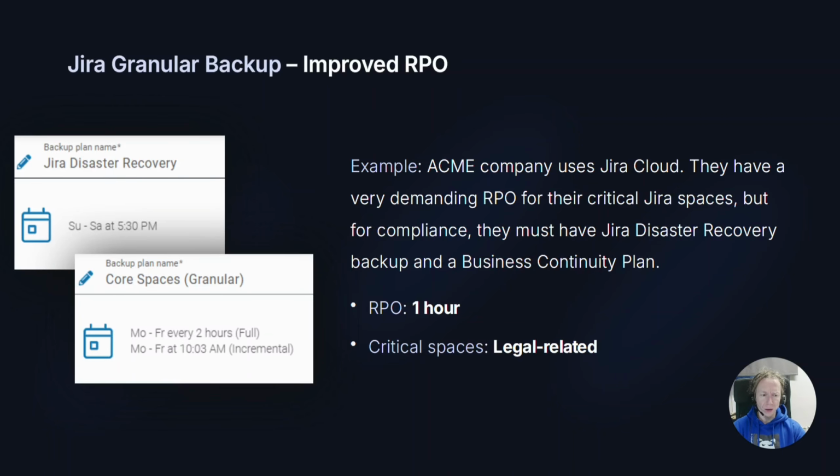So probably right now you know how to configure everything, but let me use this example and present directly in GitProtect how to achieve improved RPO. First of all, let's take a look at the example we have. An Acme company uses Jira Cloud. They have a very demanding RPO, which is set to 1 hour for their critical Jira spaces, and these critical Jira spaces are defined as legal related. For compliance, they must have implemented Jira Disaster Recovery Backup, which is a part of their business continuity plan.